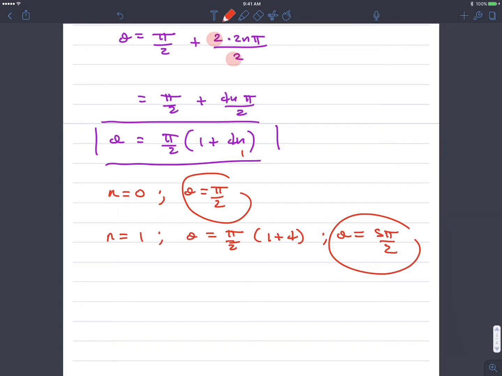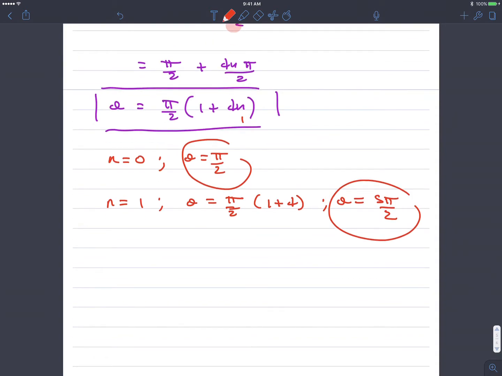This 5 pi over 2 is out of the interval from 0 to 2 pi. So we're looking at this domain being all real numbers, no restriction on it. And again, like we did yesterday, if n was actually 2, theta will be pi over 2, 1 plus, change this number now from 1 to 2. So it's 1 plus, what's 4 times 2? Is that 8? So theta is going to be 9 pi over 2.